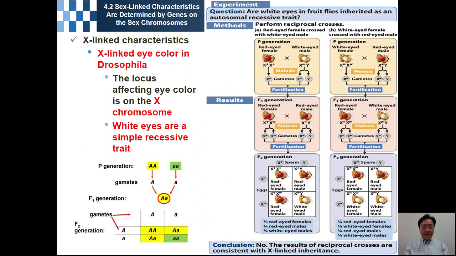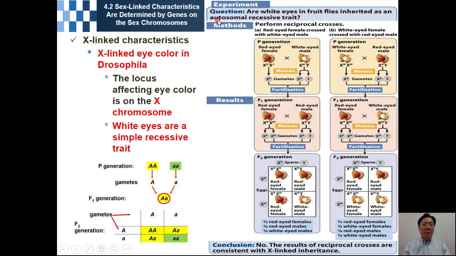So Morgan found that the locus affecting eye color in Drosophila is located in the X chromosome. He also found that white eye is the recessive trait, so red eye is dominant over white eye. The question was: is white eye in fruit flies inherited as an autosomal recessive trait?